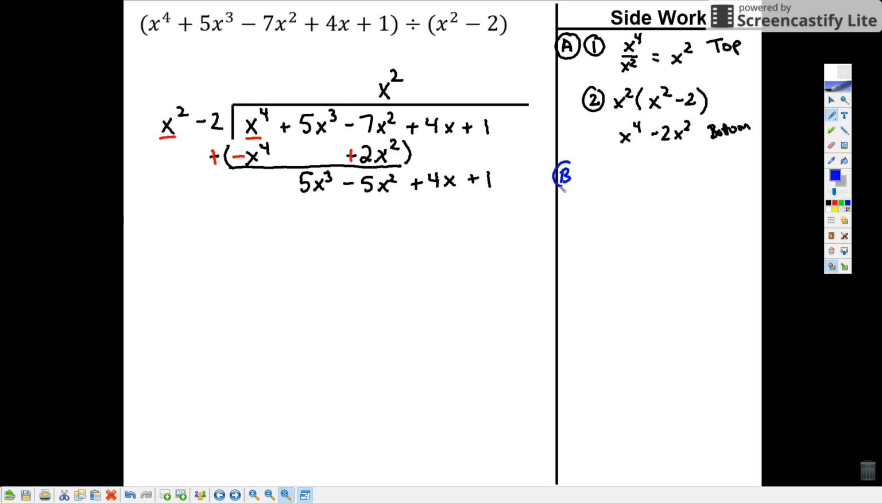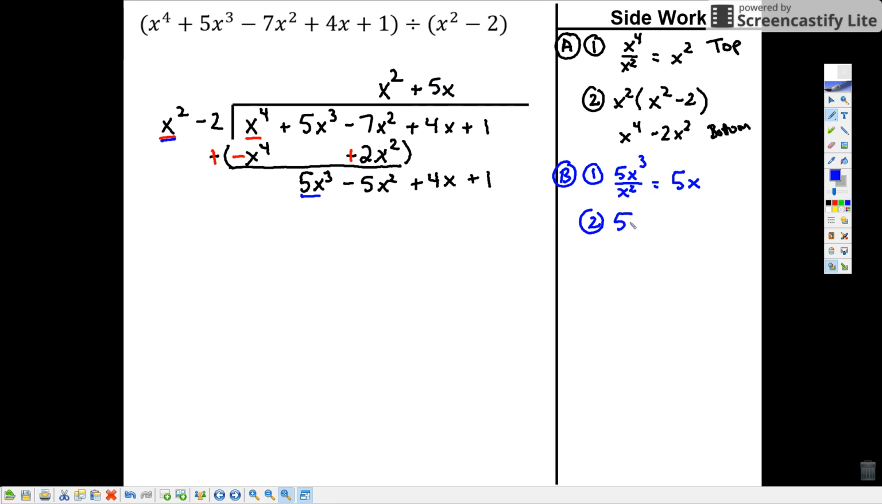So we're on part B, step 1. This time we're doing 5x cubed divided by x squared. Divide that and you get 5x. Now remember, 5x always needs to go to the top. So I'm going to put that right above the 4x.